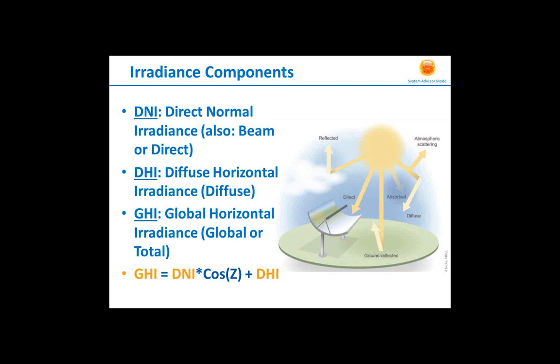Diffuse horizontal irradiance is the energy received on a unit area of a horizontal surface from all directions when radiation is scattered off the atmosphere or surrounding areas. It particularly excludes direct normal irradiance.